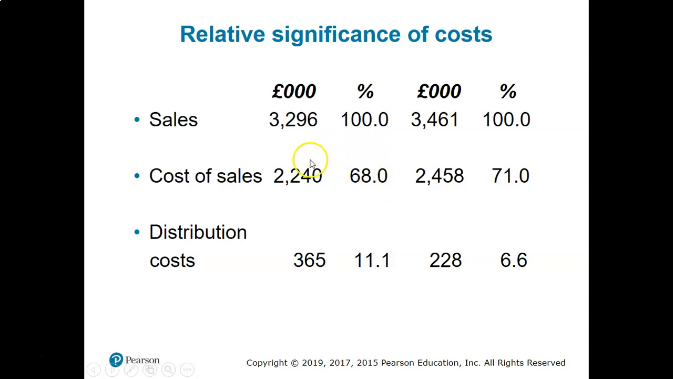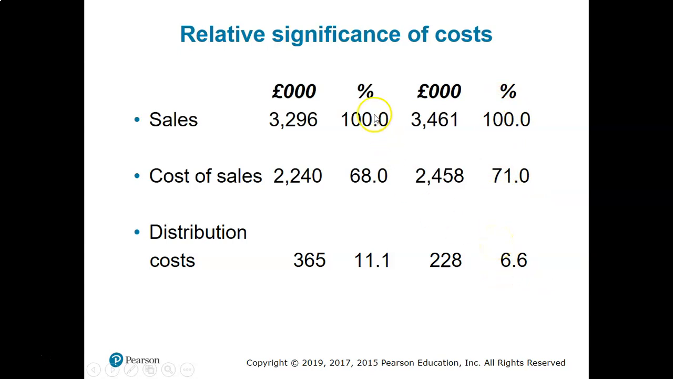That means the cost of sales is 68% of sales. That means if you sell 100 pounds, then your cost is 68 pounds. Cost of sales is 68 pounds. Distribution cost is 11 pounds. So how did you get this 11? 365 divided by 3,296 multiplied by 100. And then you can do the same thing, in a similar way, for the next year.